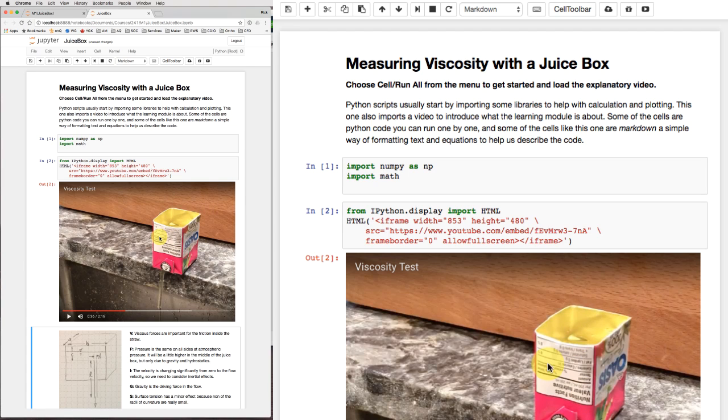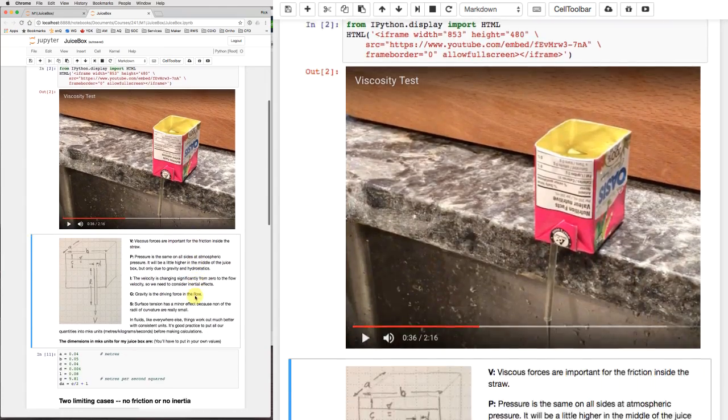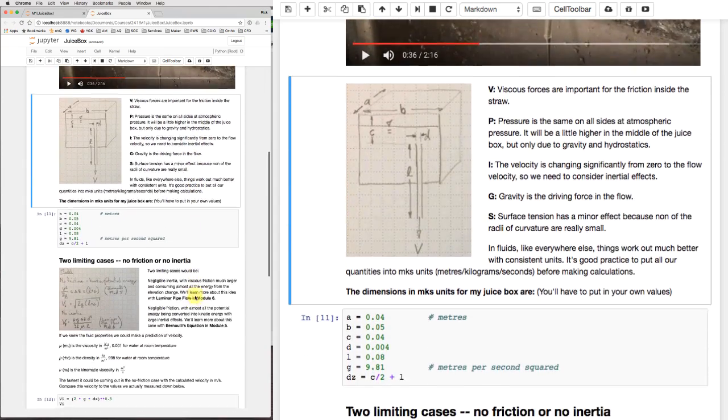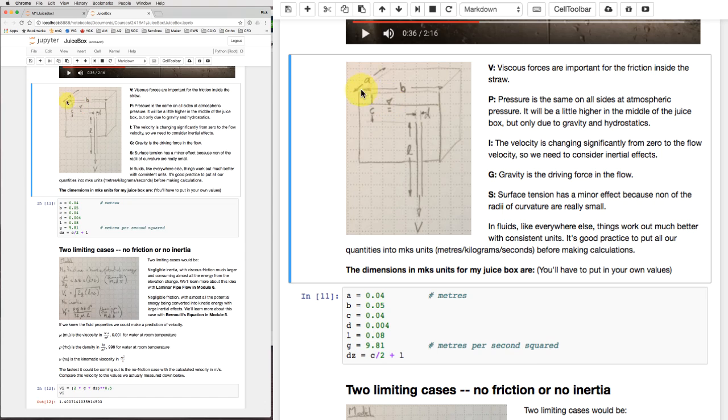Now we're doing this viscosity test with a straw, and the rate at which the fluid is coming out depends on the friction on the inside of the straw and also the size of the potential energy that we've got available under gravity to drive the flow through that straw. So looking down here, we've got a schematic picture of that. We've got a juice box, which is more or less rectangular, A wide by B long, and the straw is a distance C under the water.